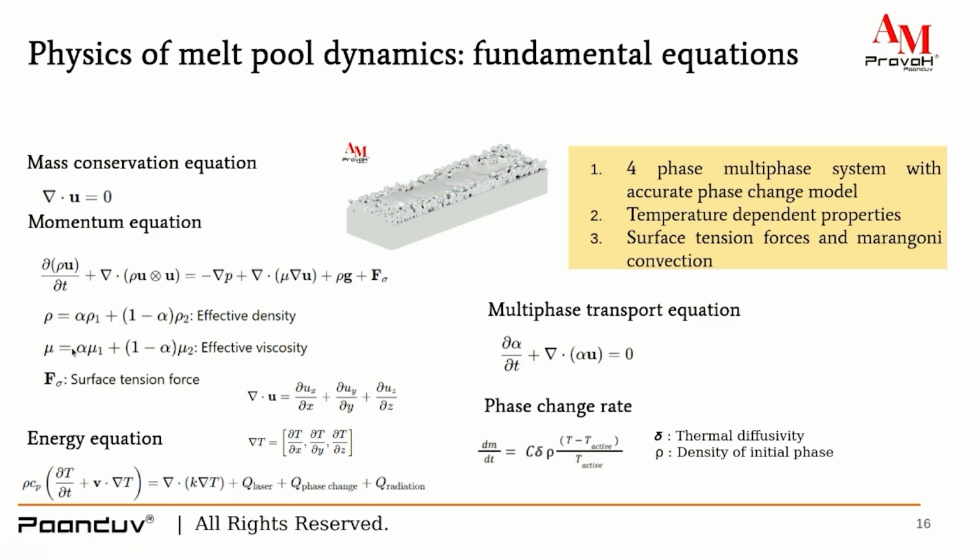Now, the density, obviously there is a phase change. So density and viscosity will be functions of the fraction coefficient. It means some part of the powder will convert into molten metal, and there will be two phases of it. Accordingly, the effective density and effective viscosity will be there.